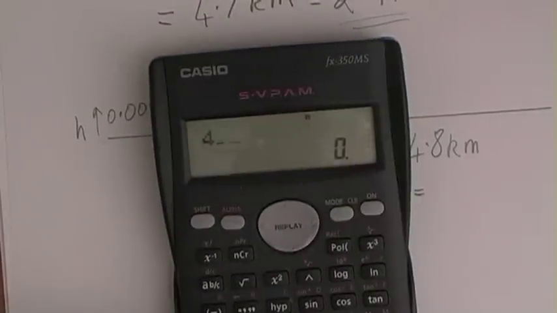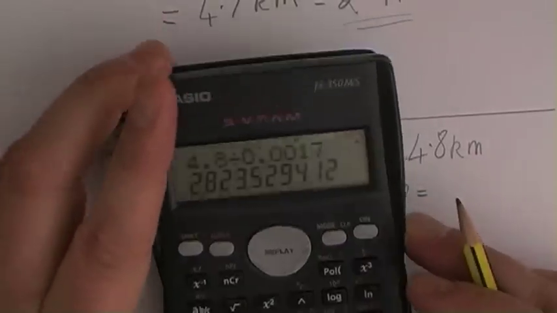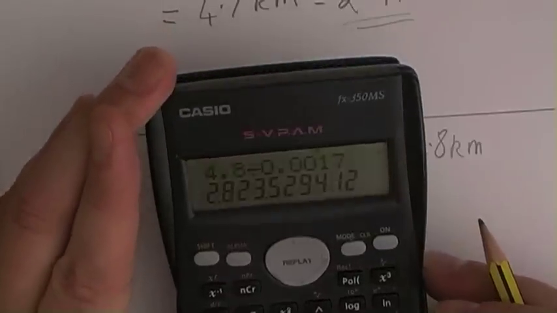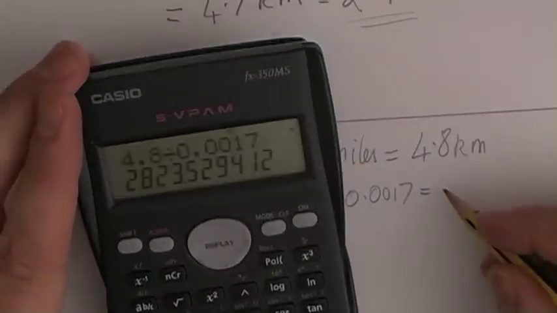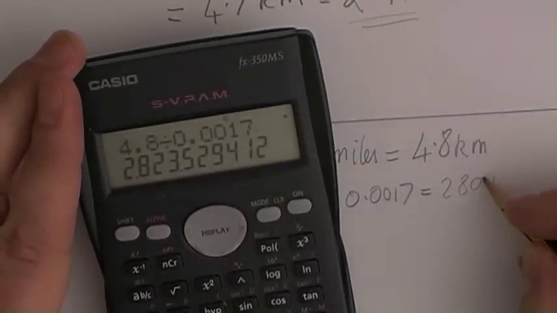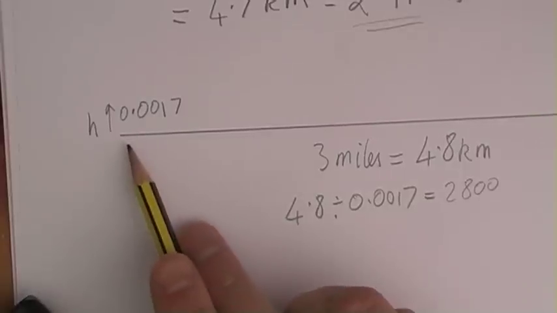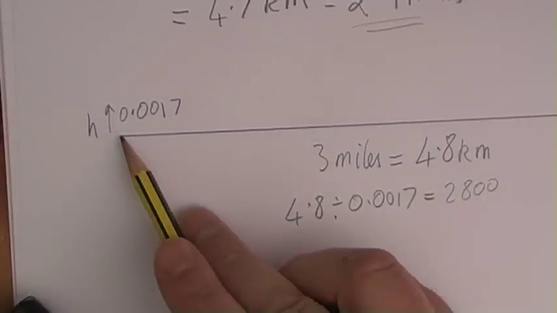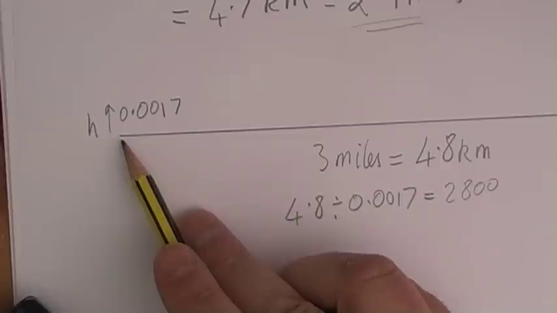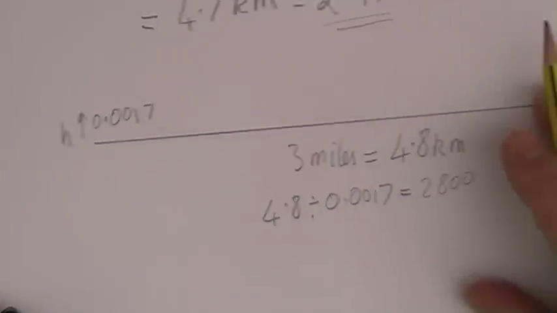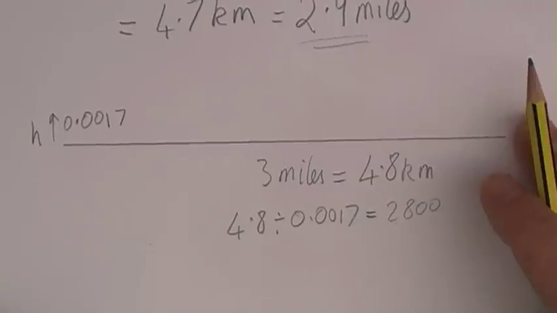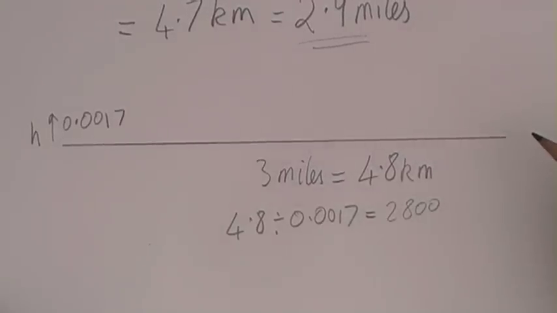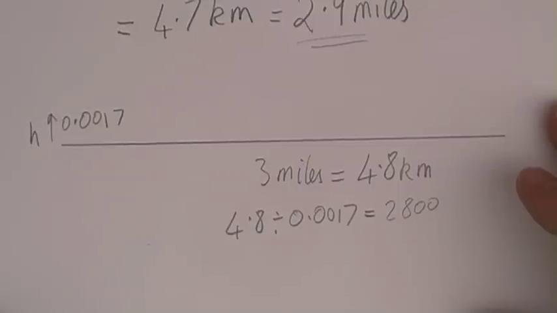4.8 divided by 0.0017 gives you, what does that say? Roughly 2,800. So the distance to the horizon is about 2,800 times the height of the person's eyes above the ground. Okay? So next time someone says to you, well, the horizon's not very far away, how can it not be very far away? Well, it's 2,800 times further than how high your eyes are above the ground.